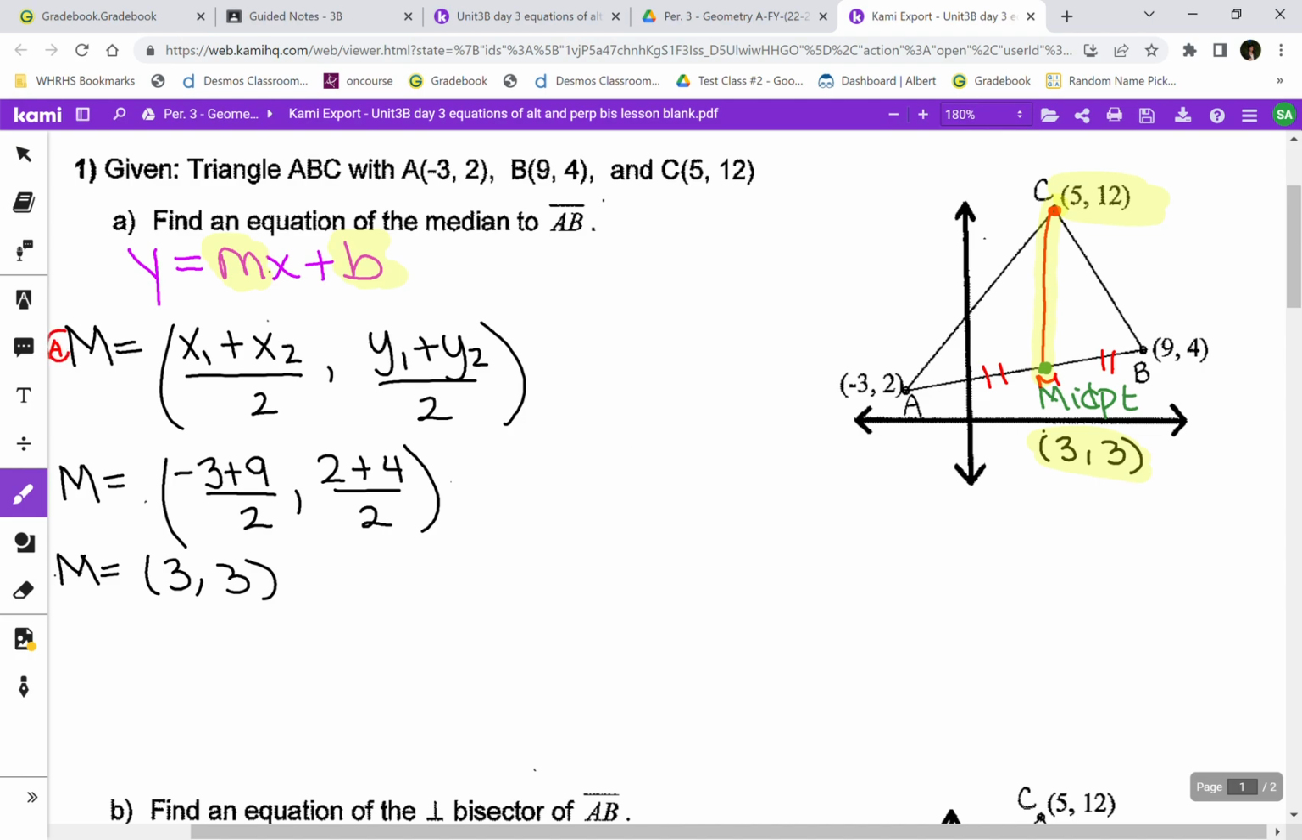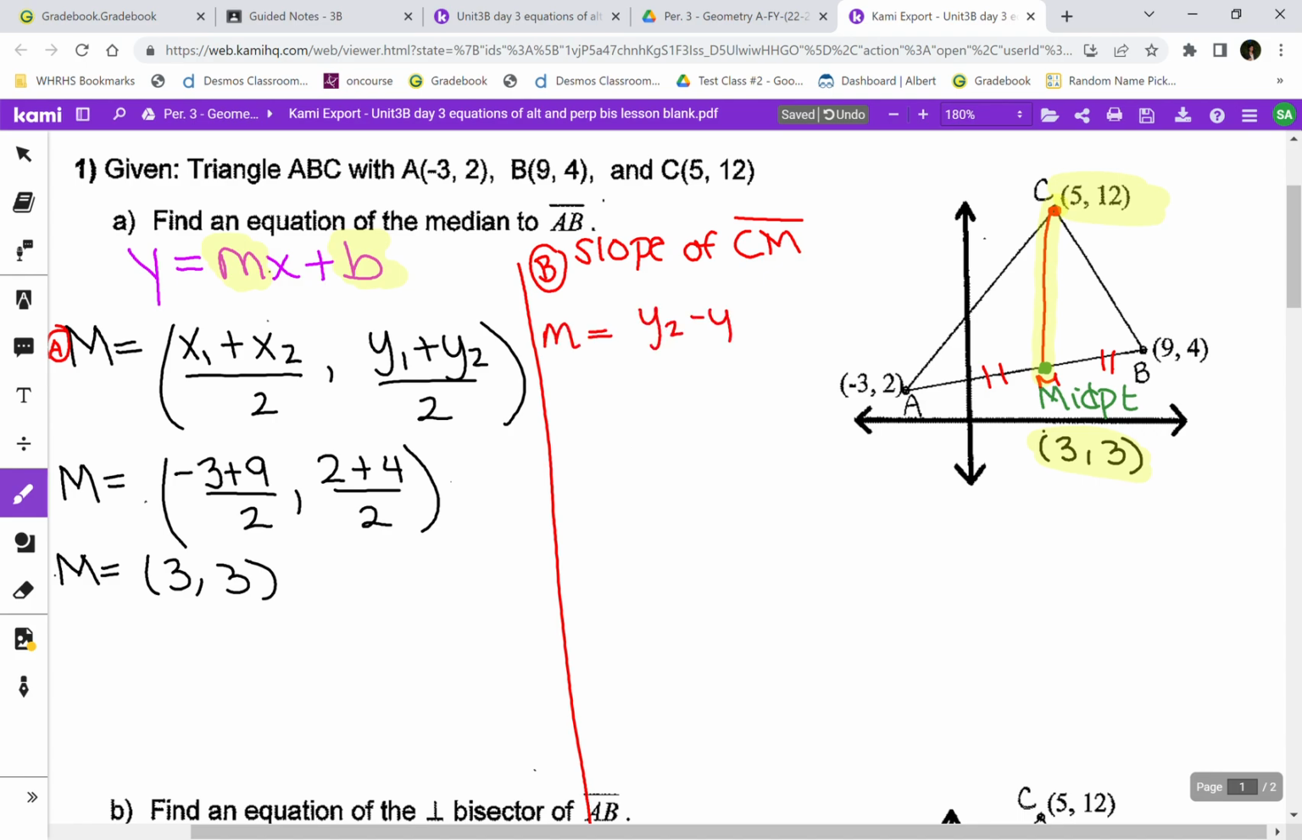So part A, we found the coordinates of the midpoint. Part B, we're going to find the slope of CM. Well, don't we find slope by doing y2 minus y1 over x2 minus x1? So now we're going to have 12 minus 3 over 5 minus 3. And our slope is going to be 9/2.